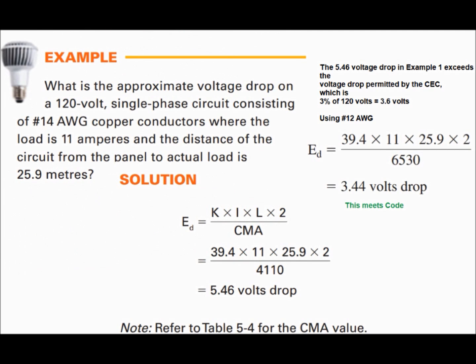Here is one example. What is the approximate voltage drop on a 120-volt, single-phase circuit consisting of number 14 AWG copper conductors where the load is 11 amperes and the distance of the circuit from the panel to the actual load is 25.9 meters? Solution: 5.46 volts drop.